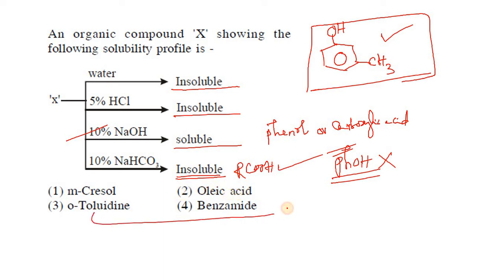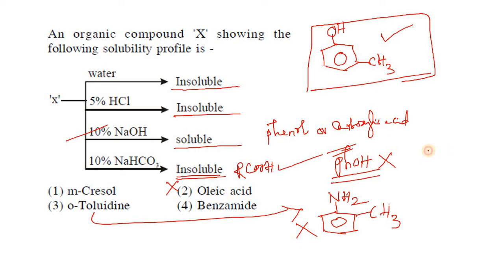And toluidine, if you take, this is the toluidine, NH2, CH3, ortho position there is a CH3. This one is soluble in 5% HCl, insoluble in sodium hydroxide and sodium bicarbonate. So this one is incorrect, and this one also incorrect.